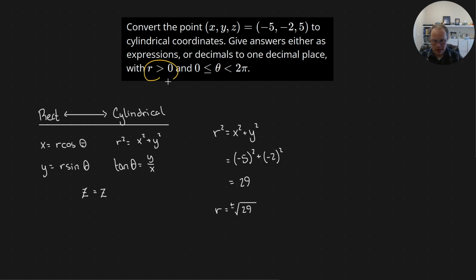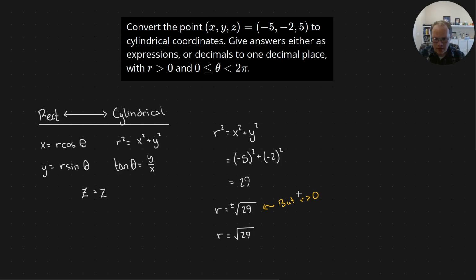But remember our conditions. To guarantee us uniqueness, to give us only one possibility for the cylindrical coordinates, we're going to assume that r is positive. So I don't have to worry about the negative. I'm going to assume that r is positive. So I can take r to be positive square root of 29. And that one's done. Brilliant. Okay.